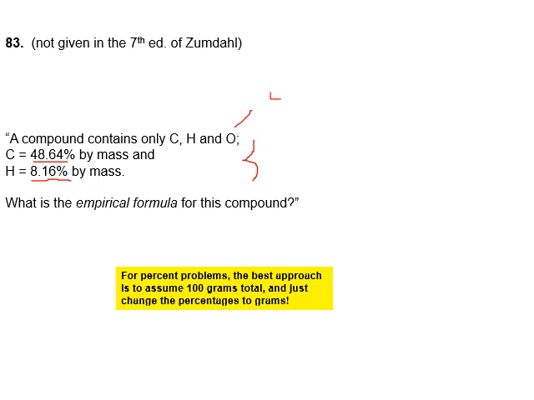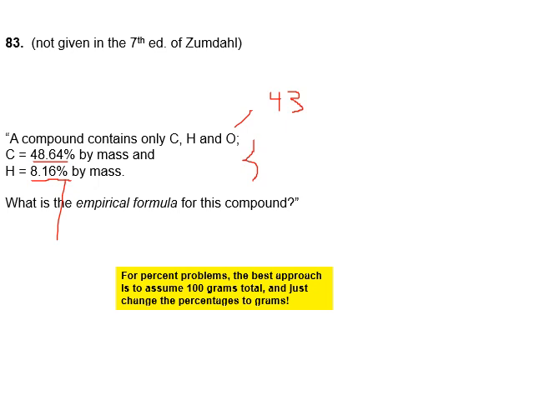Remember, on this kind of problem, you just have to remember to change it to grams. So you would change the O to 43 grams, the C to 48.64 grams, and the H to 8.16 grams. I'm just changing the percent to grams. And you're allowed to do that.